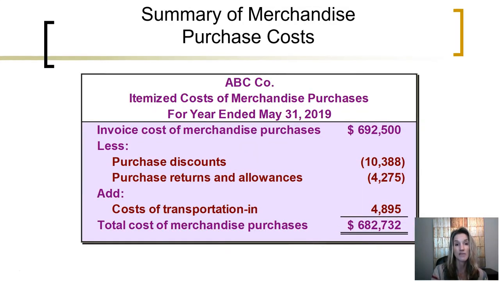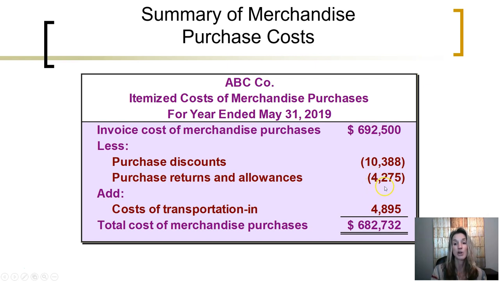So here is a summary of the impact of all of these things on the amount we record in the inventory asset account. Recall the general rule that I gave you at the very beginning. Inventory recorded in the inventory asset account must always reflect the actual cost of the purchase. So the original purchase of inventory for ABC during the year may have been $692.5 based on initial invoices, but they took discounts for early payment of $10,388. So they decreased the inventory asset account for the amount of those discounts.